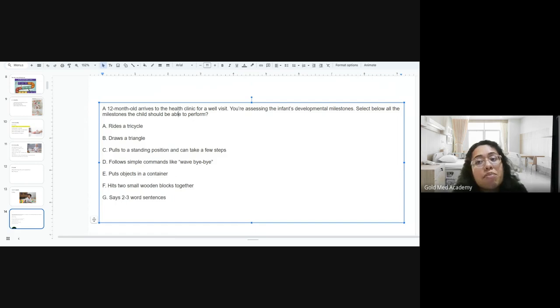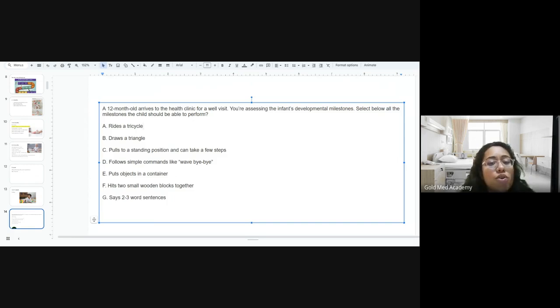So if the basic minimum requirement I'm expecting of a 12-month-old is to be able to walk with some support or maybe even unassisted, what can you expect them to do? Can you expect them to ride a tricycle by 12 months? Absolutely not. They're just starting to walk. How can they ride a tricycle if they're just starting to walk? It's almost like, how can you ride a bicycle if you're not able to walk?